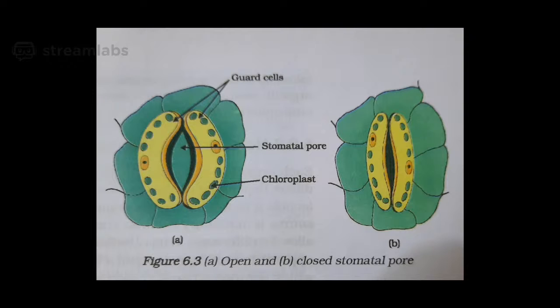The guard cells' opening and closing takes place with the amount of water content in the guard cells. If the water content is more, the guard cell swells and the stomatal pore opens. This happens during daytime. When the guard cells lose the water, the guard cells shrink and the stomatal pore gets closed. Like this, the amount of water helps in opening and closing of the stomata.